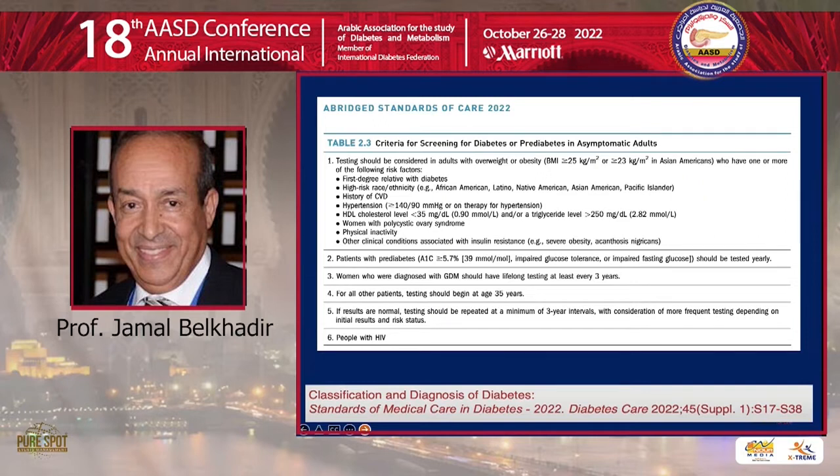Number two, patients with pre-diabetes with A1C more than 5.7 should be tested yearly, and women who were diagnosed with GDM should have lifelong testing at least every 3 years. For all patients, testing should begin at age 35 years, and if results are normal, testing should be repeated at a minimum of 3 year intervals.